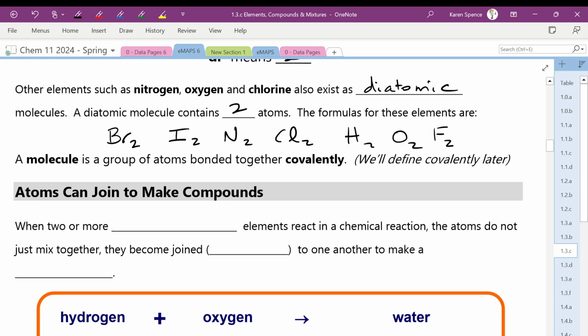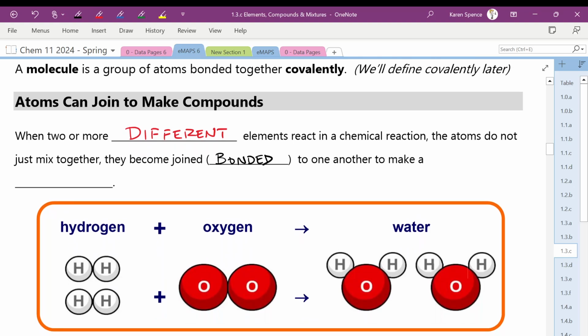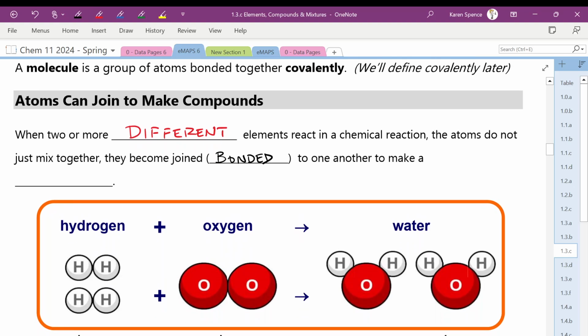When two or more different elements react in a chemical reaction, atoms do not just mix together, they become joined. What is the word for joined? Bonded to one another to make a... now what if we have different elements combined? What do we get? We get a compound.